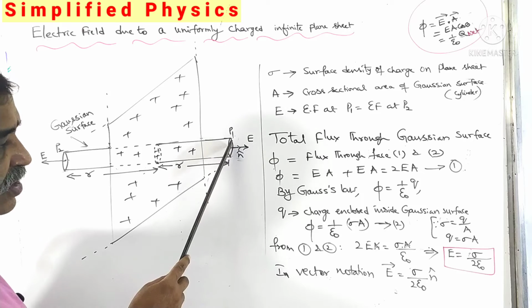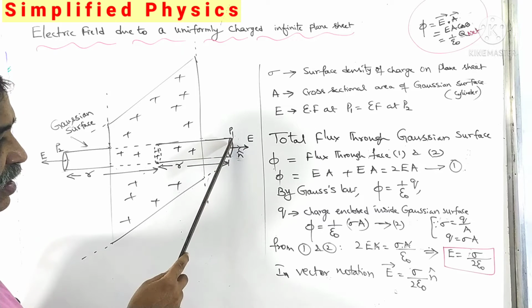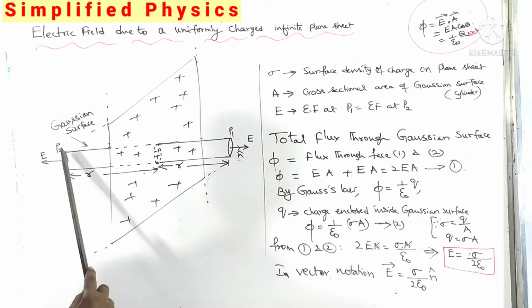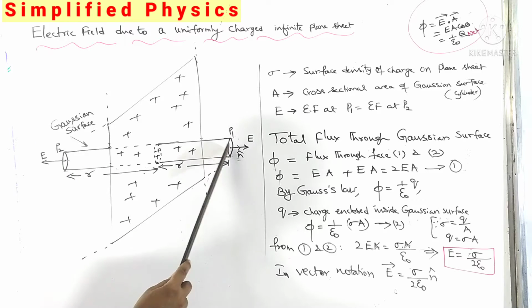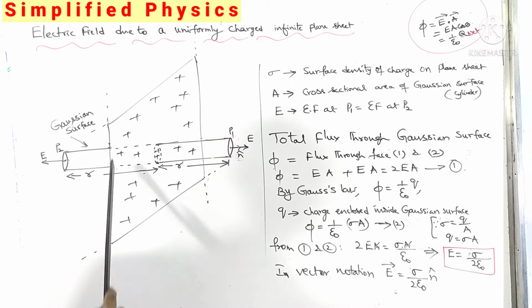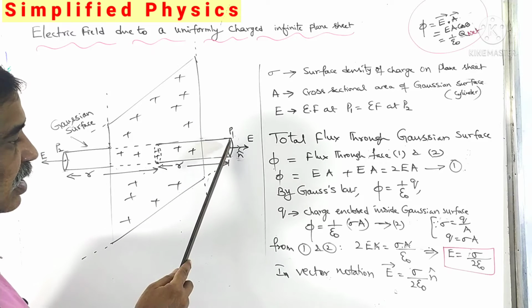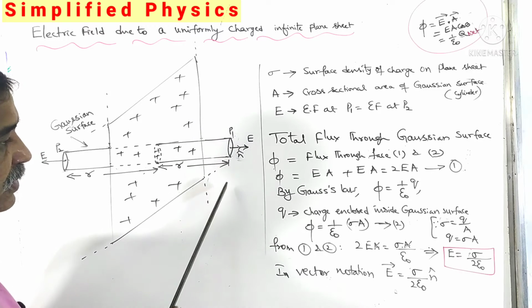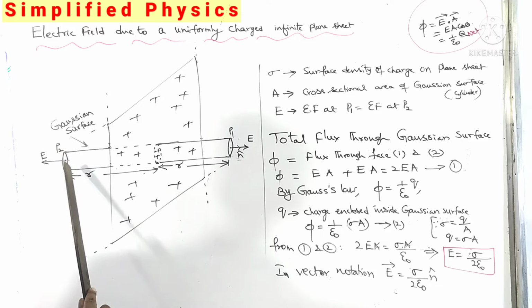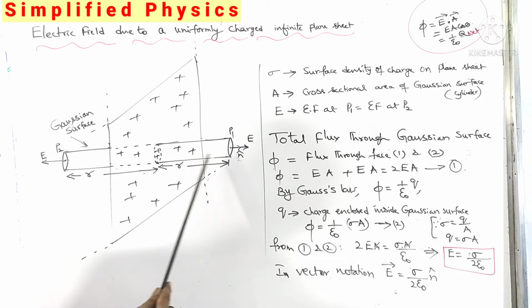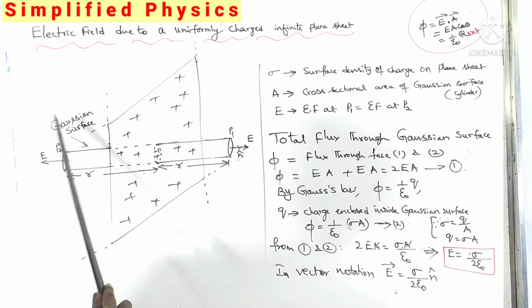Now this cross-sectional face I take as the first face, and this one is the second face. Since these two faces are equidistant from the plane sheet, the electric field will be identical. Here we have taken point P1, and here point P2. Both are of course at the same distance r. This is the Gaussian surface that is represented.